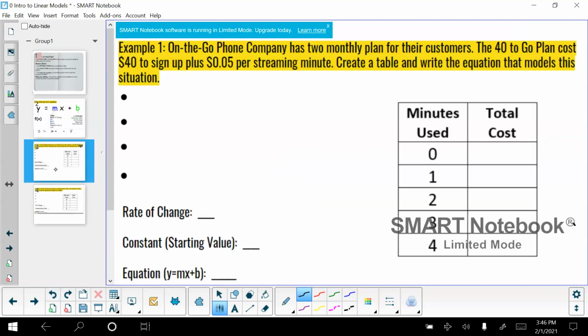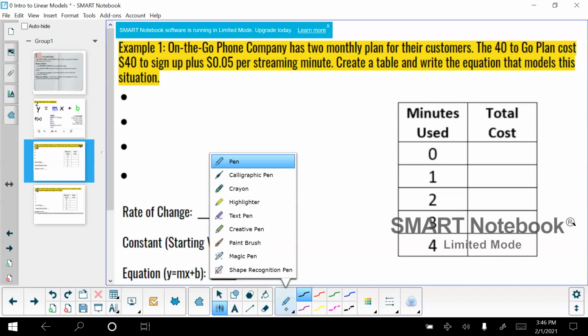Here's our first scenario. This is example 1. It says the On-the-Go Phone Company has 2 monthly plans for their customers. The 40-to-go plan costs $40 to sign up plus 5 cents per streaming minute. Then it says create a table and write the equation that models this situation. We're going to use the three reads process.